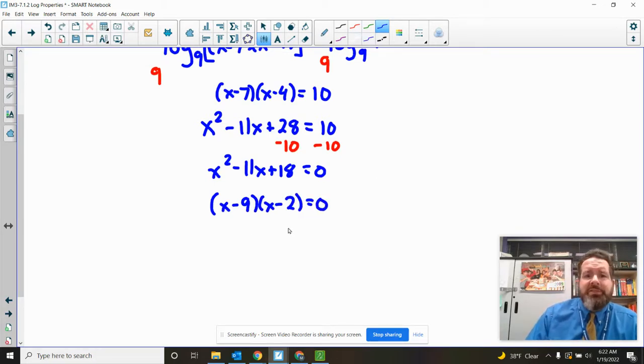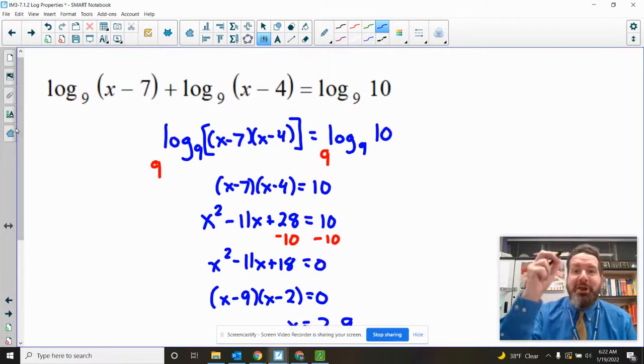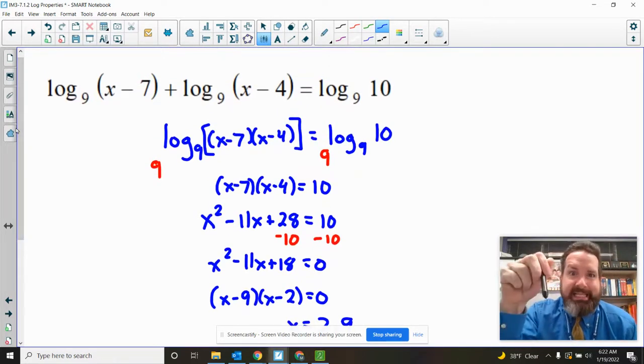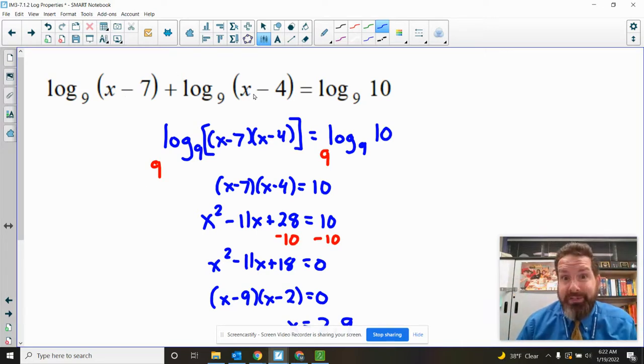So we've got two potential solutions. x could be 9 or x could be 2. But you're smart enough now to know you've got to check these things. Maybe both of them work. Maybe only one of them is going to work. Maybe neither of them are going to work. We've got to check and make sure we don't have negatives inside our logs.